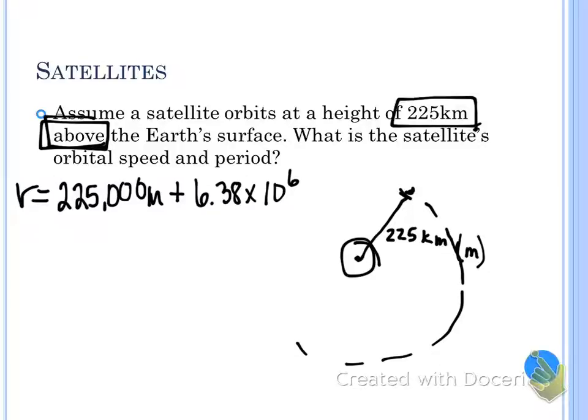That is something that you will need to identify and be able to do pretty often. Anytime it says above the Earth's surface, we have to have the center of the Earth all the way to that object. Okay. So that gives us a value of 6.605 times 10 to the 6th.